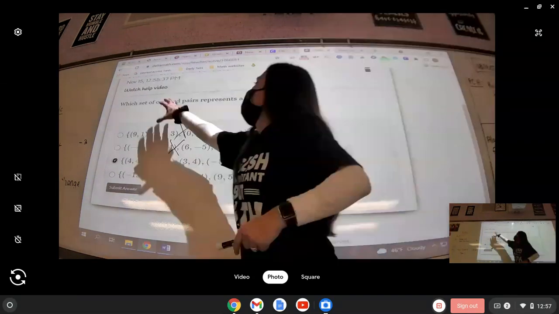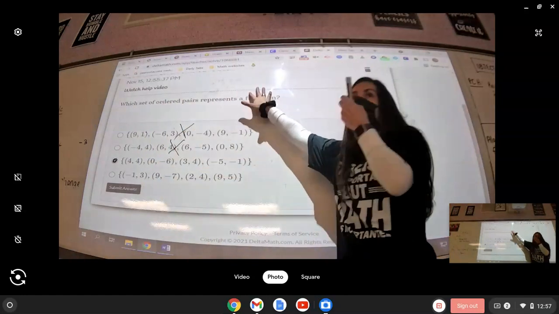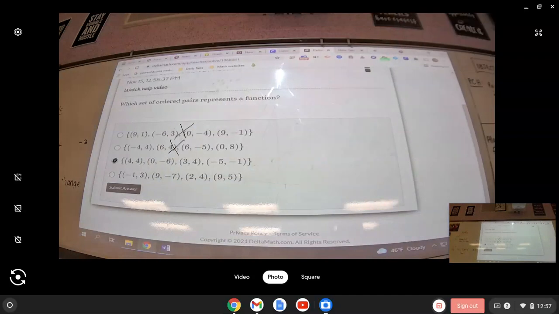I've seen them ask you which set of ordered pairs does not represent a function, which means 3 of them will be functions and 1 of them won't be functions. So please make sure you read the directions carefully. Are you looking for the function or are you looking for the one that is not a function? Then you'd be looking for the one whose x's did repeat. All right, are we okay with a question like that? Because you're 2 questions in and you haven't done any math yet.